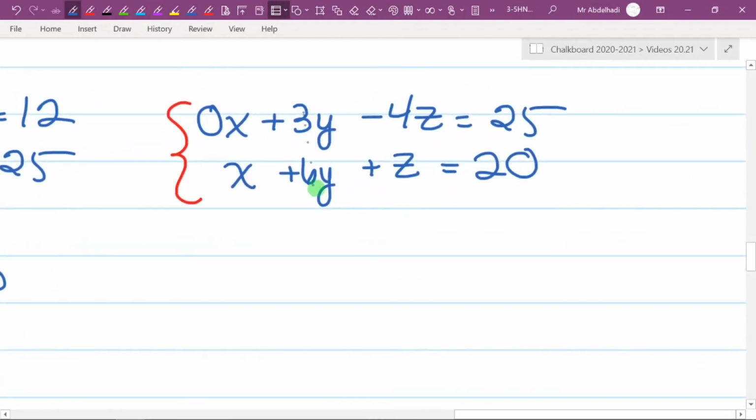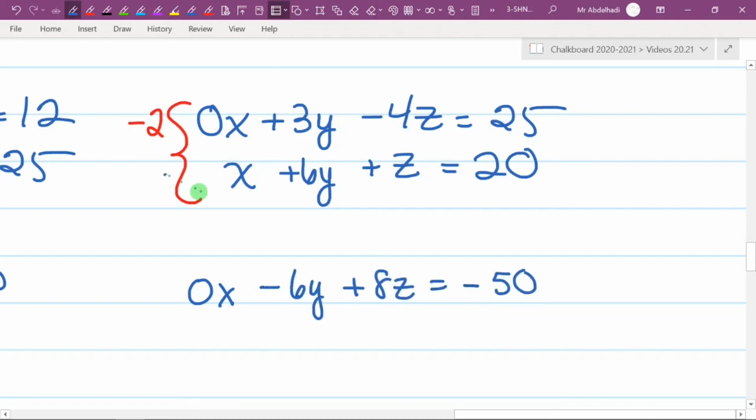So once again, we have 2 y's here. What's the least common multiple of 3 and 6? Also 6 again, right? So we need this to be a 6y. We need this to be a 6y. This is already a 6y, so let's leave that one alone. To make this a 6, we need to multiply the top by 2, but we also need something to be negative, so let's multiply it by negative 2. Okay, so multiply negative 2 across the top here, you get 0x, because that's still 0, minus 6y plus 8z equals negative 50. All right, the bottom we don't have to touch because the bottom is already good.